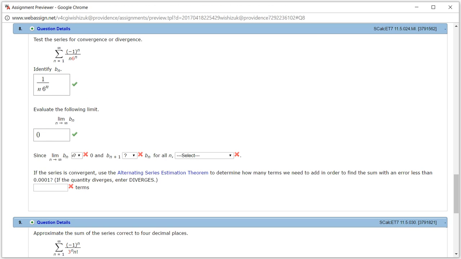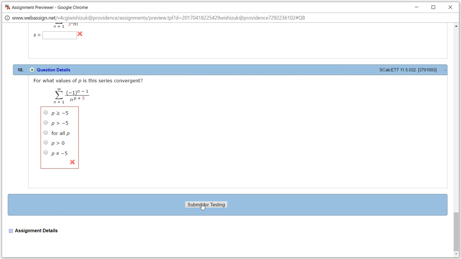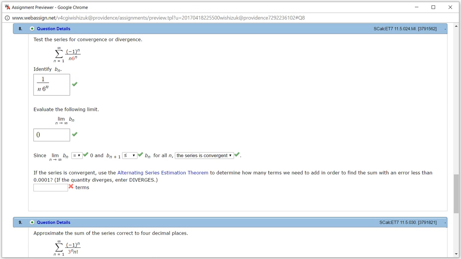Since the limit of Bn as n approaches infinity is equal to 0, and you can see that this is a decreasing sequence, so Bn plus 1 is smaller than or equal to Bn for all n, by the alternating series test we know that this is convergent. Let's check the answer here. It looks like we got all three correctly.